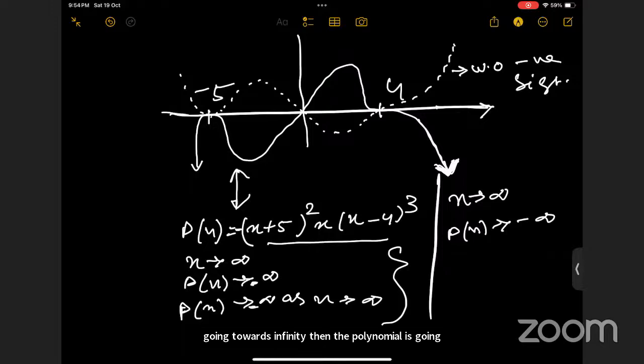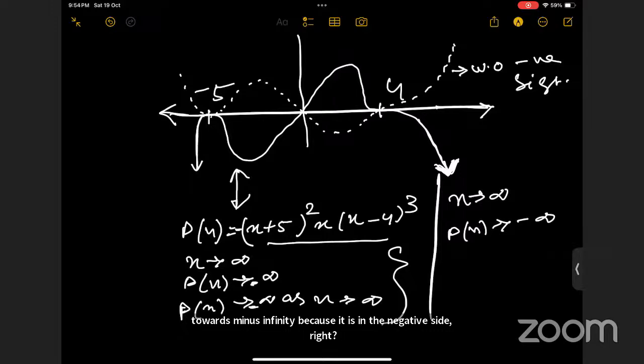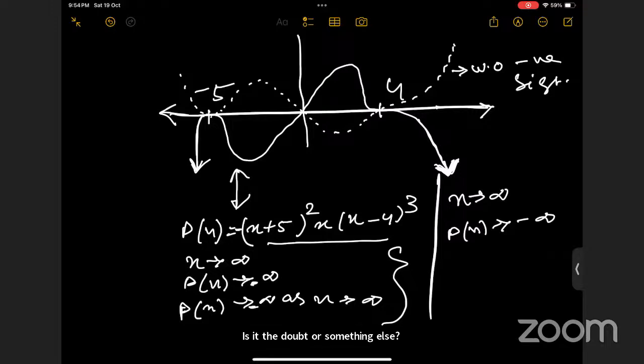And similar for this direction also. Is it a doubt or something else? What I'm asking is: if there is some equation and they have asked us to conclude what p of x tends to, or something like that, how? Yes, you have to check the end behavior also in that case.